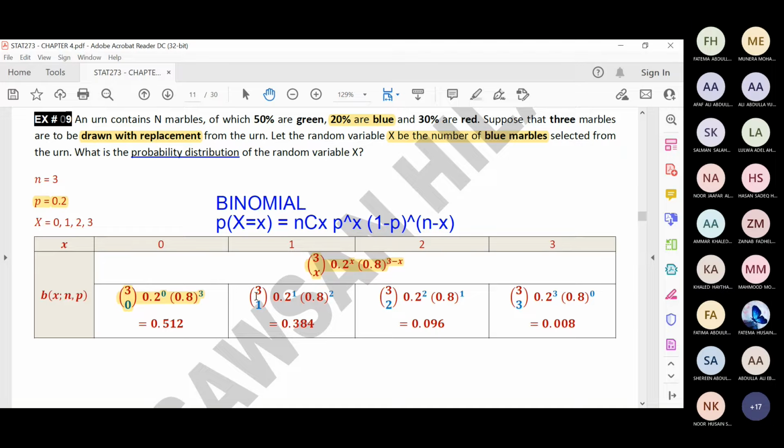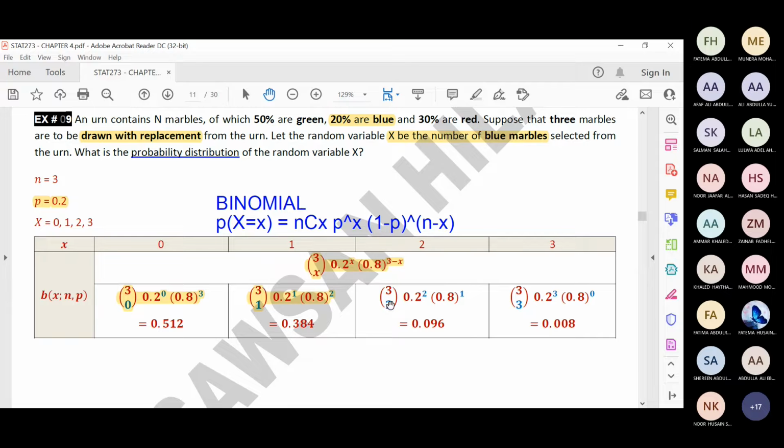Let's proceed. Now we will change x to 1. So I get 3 combination 1, 0.2 to the power 1, and 0.8 to the power of the difference between two numbers. See the first two numbers, find the difference between them: 3 and 1, the difference is 2. Again, the whole thing in one step in my calculator, and this is the answer.